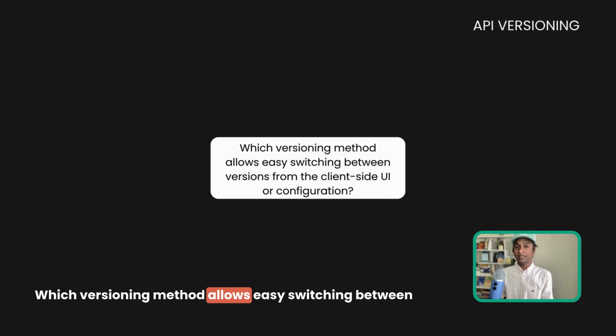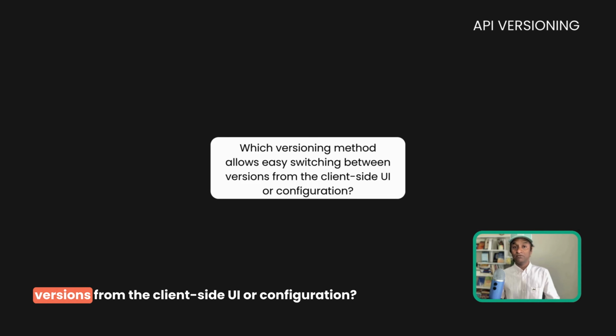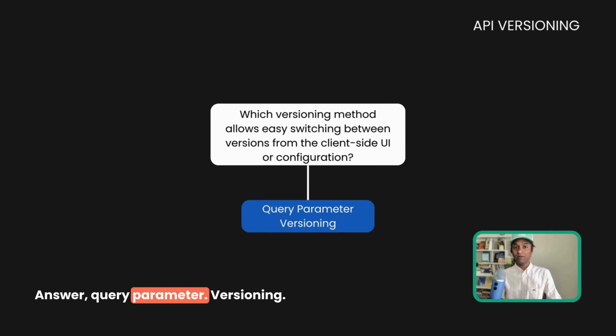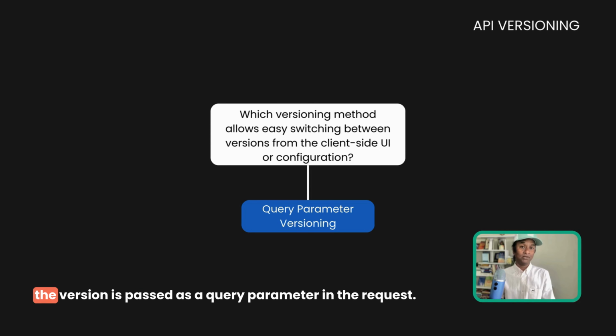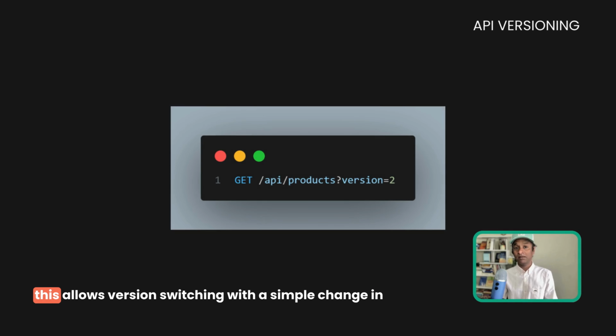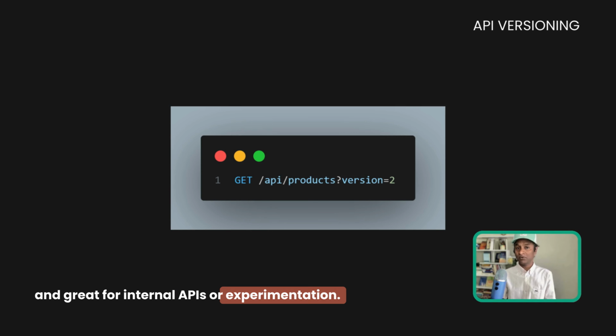Which versioning method allows easy switching between versions from the client-side UI or configuration? Answer: query parameter versioning. In this method, the version is passed as a query parameter in the request. Example: this allows version switching with a simple change in config or UI code. No need to modify endpoints or headers. It's quick, flexible, and great for internal APIs or experimentation.